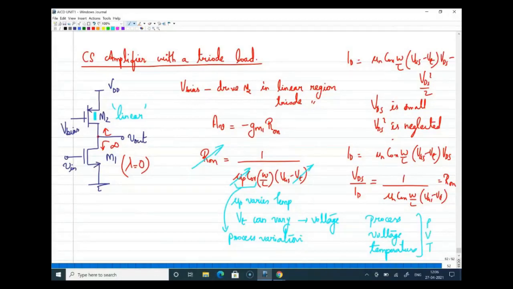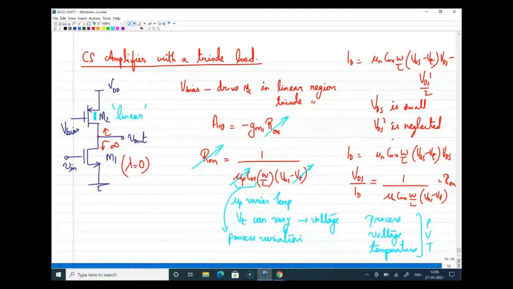You will hear about PVT variations many times when you study IC design courses. There can be variations in process, there can be variations in voltage, there can be variations in temperature. So as a result of all these things, we can always say that R1 will be a variant. If R1 is a variant, what will be your gain? Gain also will not be constant.